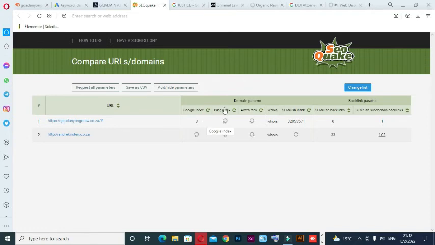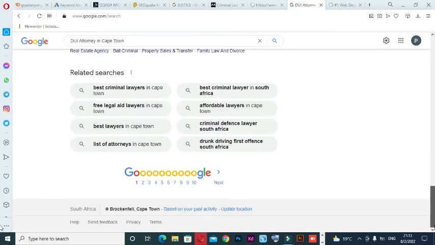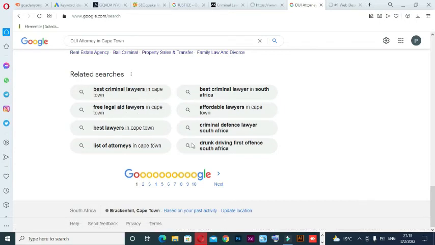But the position here is not that bad on Google. It's probably going to be easy to go to the top, I think so, because I don't think there is much SEO happening in the legal fraternity right now. It might be easy to.